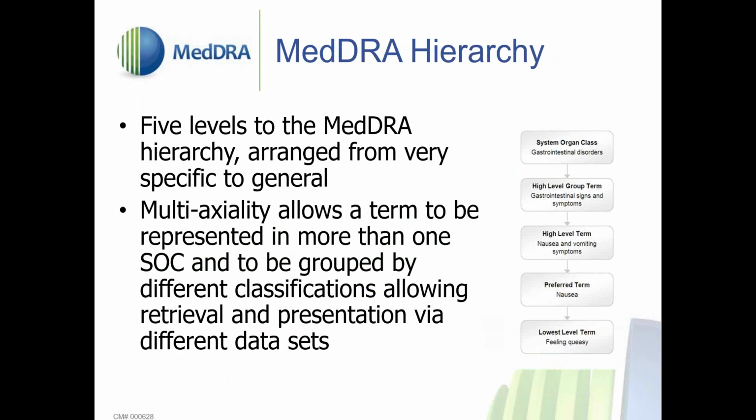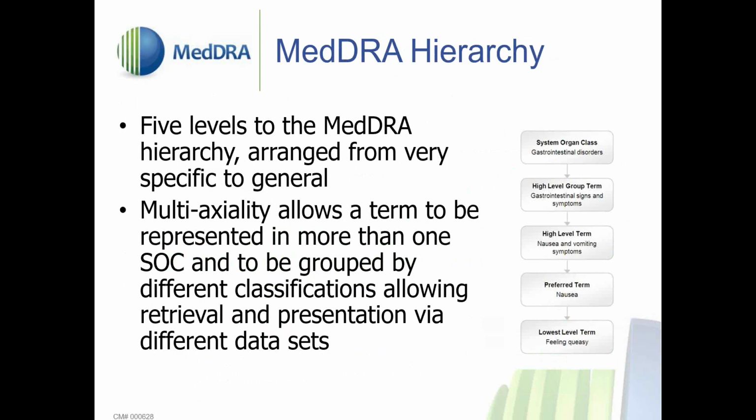The MedDRA hierarchy is a 5-level hierarchy arranged from very specific to general categories. And you can see on the right-hand side of the screen a representation of our hierarchy with the lowest level term being the most granular and then being organized in a variety of levels up into the most broad category of system organ class.